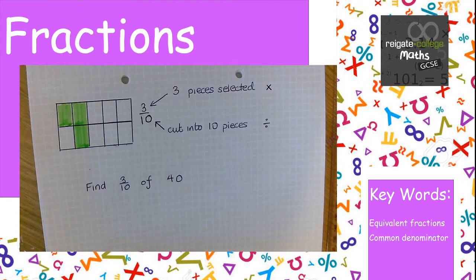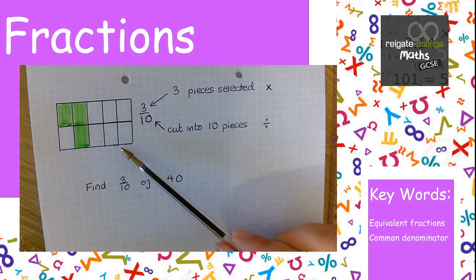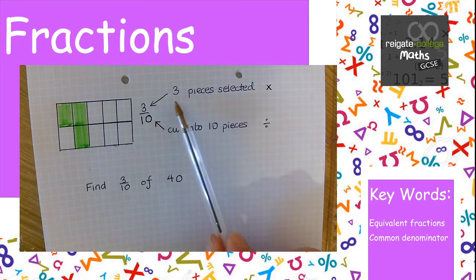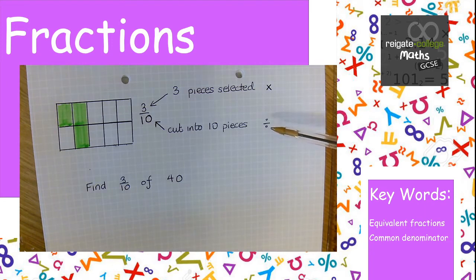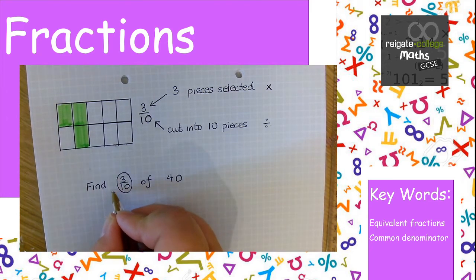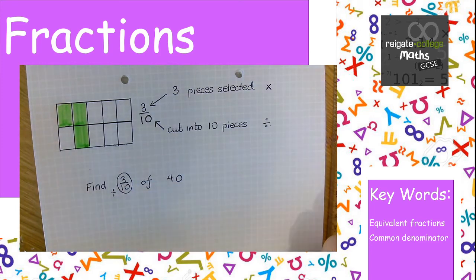Now to finding a fraction of an amount. As you can see here, and I'm sure you know already, 3/10 means we take one whole one, my rectangular shape, we cut it into 10 pieces, and then we select 3 of those pieces. Mathematically, cutting something into a number of pieces is a division function, and then selecting a number of pieces is a multiplication function. So that's how I deal with my fraction. I divide by the denominator, then I multiply by the numerator.